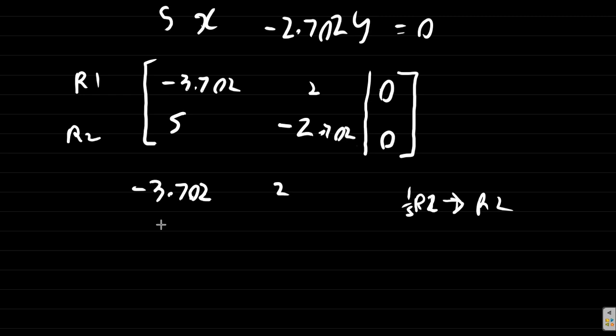Alright? So this is 1. This is negative 2.702 over 5. 2.702 over 5 will give us 0.54, so negative 0.54. And of course this remains 0. This is 0. Alright?